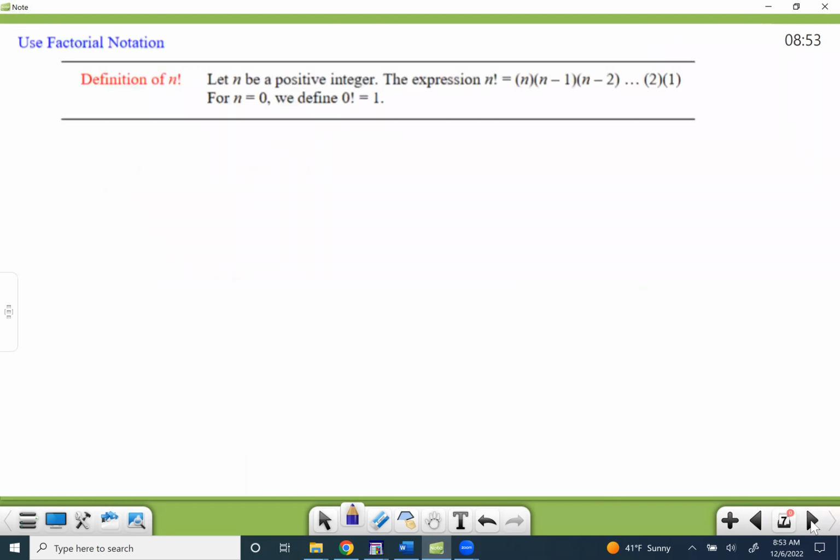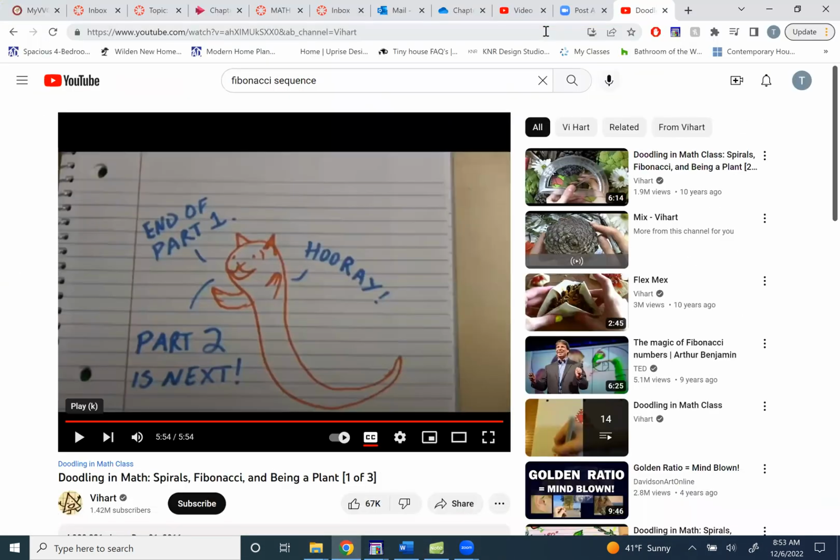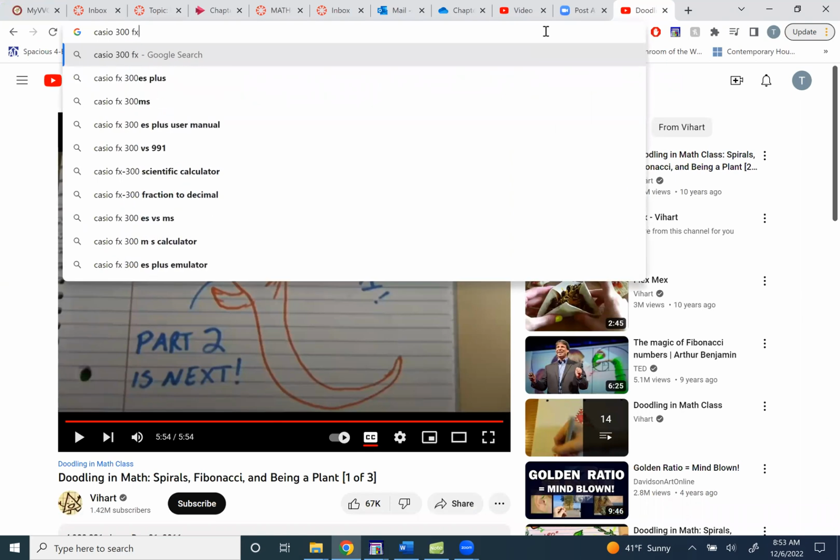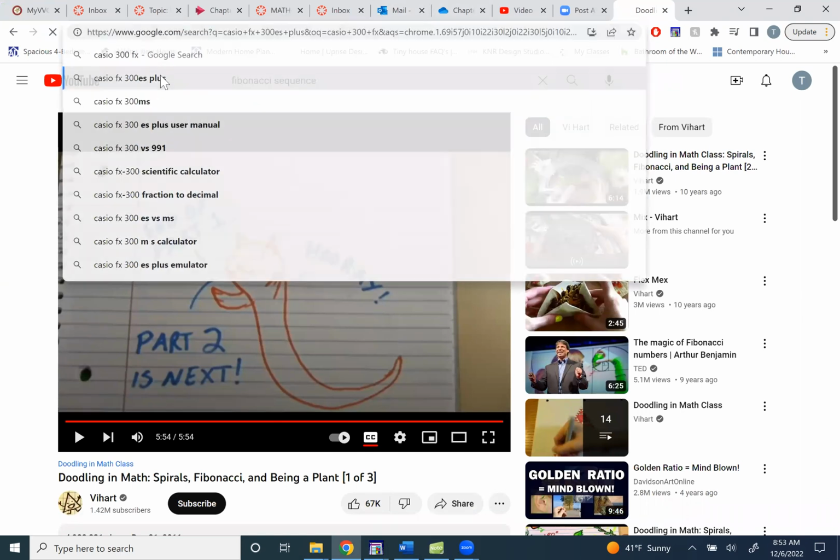Okay, all right, so I'm going to introduce a new symbol. If you have your calculator, now's a good time to pull it out and see if you can find the factorial button. It's a button that looks like an exclamation point. Let me go ahead and pull up the Casio, because you guys know that I've been using the Casio 300 FX, I think, or ES Plus. I can't remember. I think that's it.